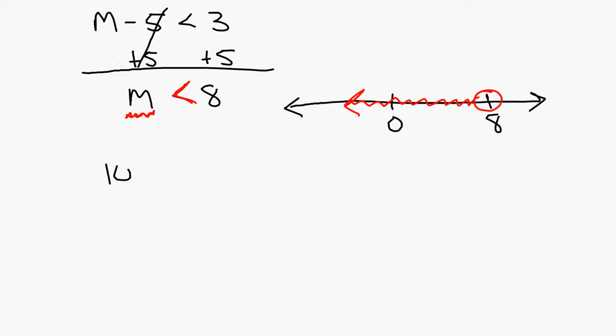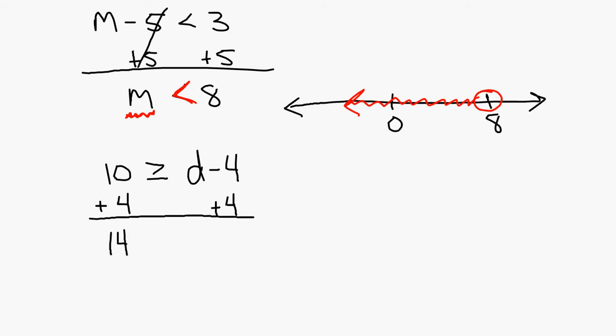If 10 is greater than or equal to d minus 4. You're going to isolate the variable by inverse operations. So you're going to add 4 to each side. Ten plus 4 is 14, greater than or equal to d. These 4's cancel.